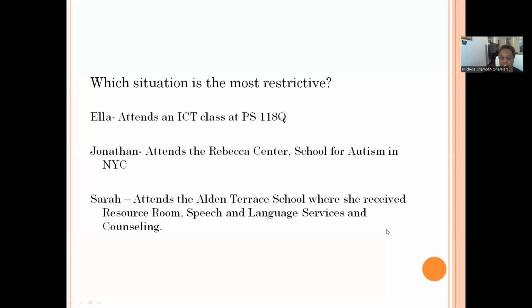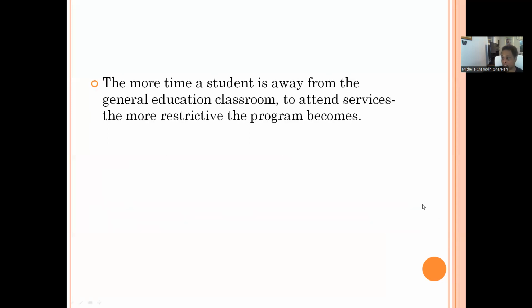Right, Sarah. So Sarah has the next level of restriction in that she has all those pullouts. And so the least restrictive environment in this situation would be Ella. Correct. Very good. Okay. So just to summarize, the more time a student is away from the general education classroom to attend services, the more restrictive the program becomes.